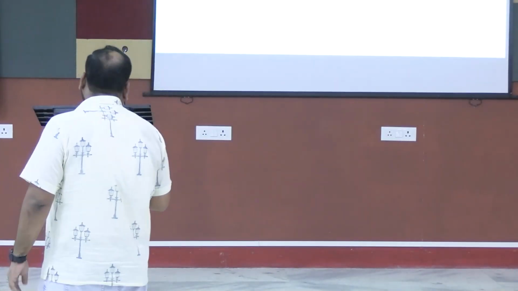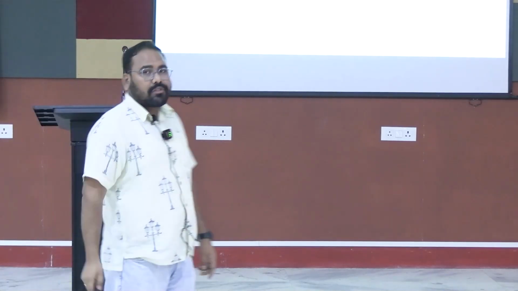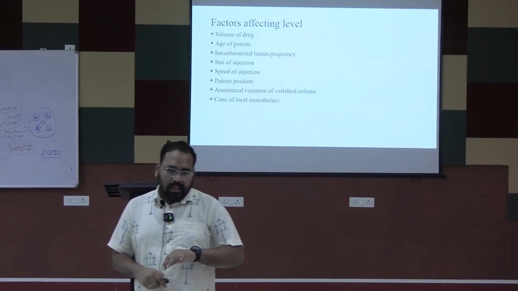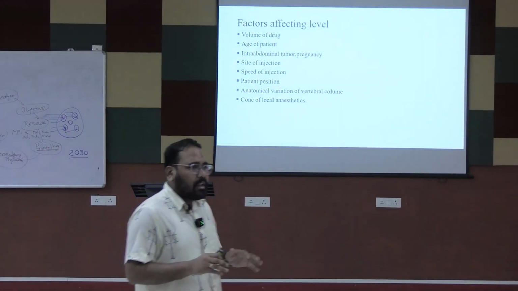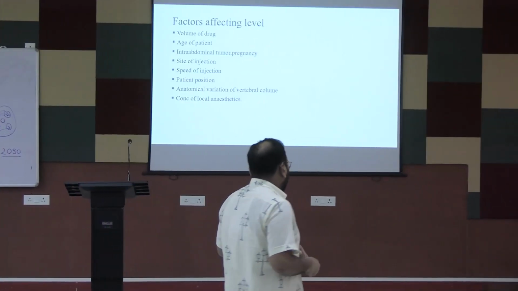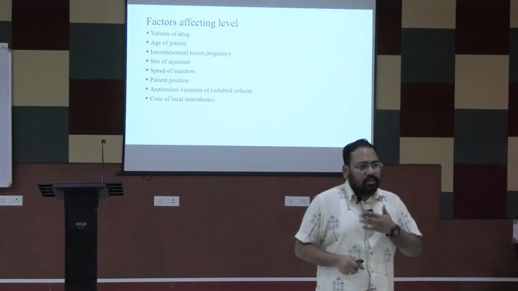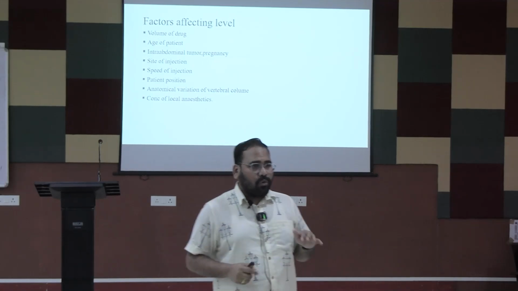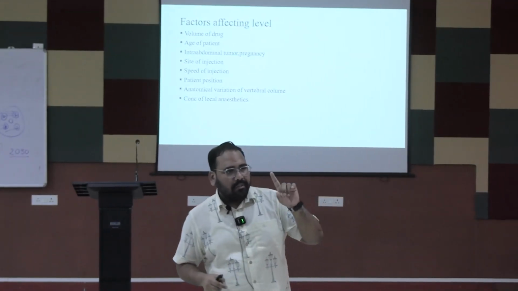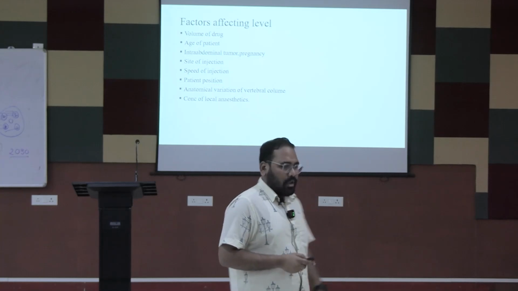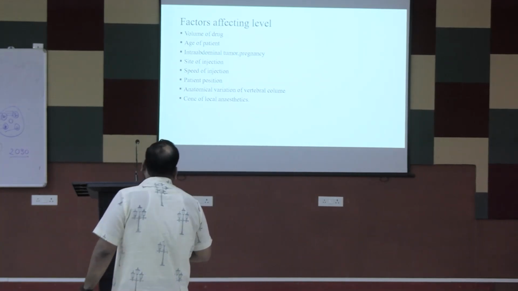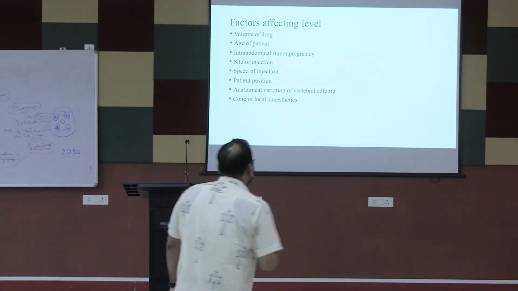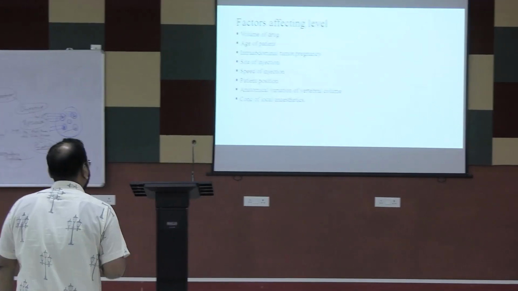Anatomical variation of the vertebral column: sometimes you have seen patients of kyphosis, scoliosis or ankylosing spondylitis. In these patients, the anatomy of the vertebral column is different. So you are giving a certain amount of drug and you don't know, it might go up to a higher level or it might not even rise. Okay. And also the concentration of the local anesthetic also affects the level of the anesthesia.